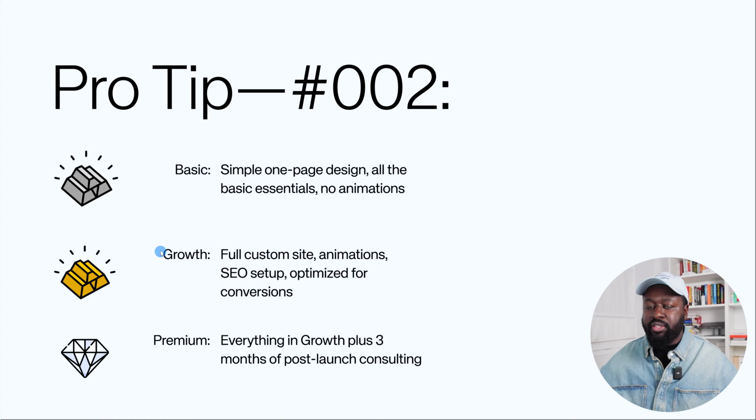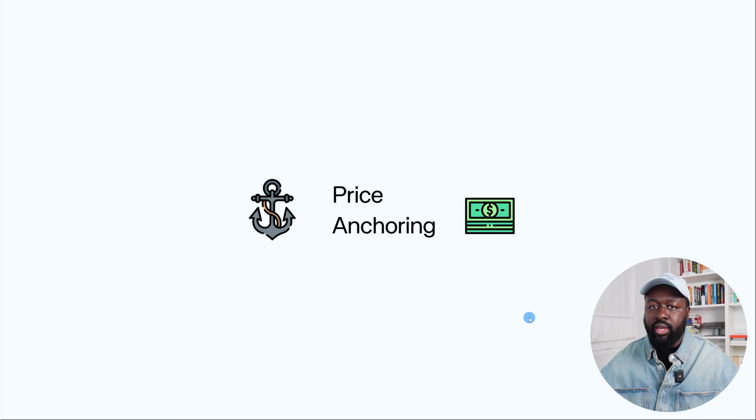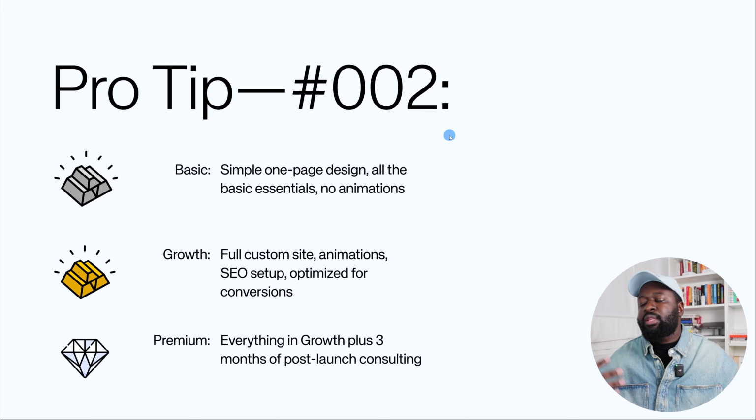If there is a little price difference between the growth tier and the premium tier, most people will choose the premium one. If there is a big price difference, so the premium price is very high, most people will choose the growth one. And that's called price anchoring. And it's one of the most powerful tools in negotiation. And this is not about manipulation or tricking people. This is basically how pricing works almost everywhere.